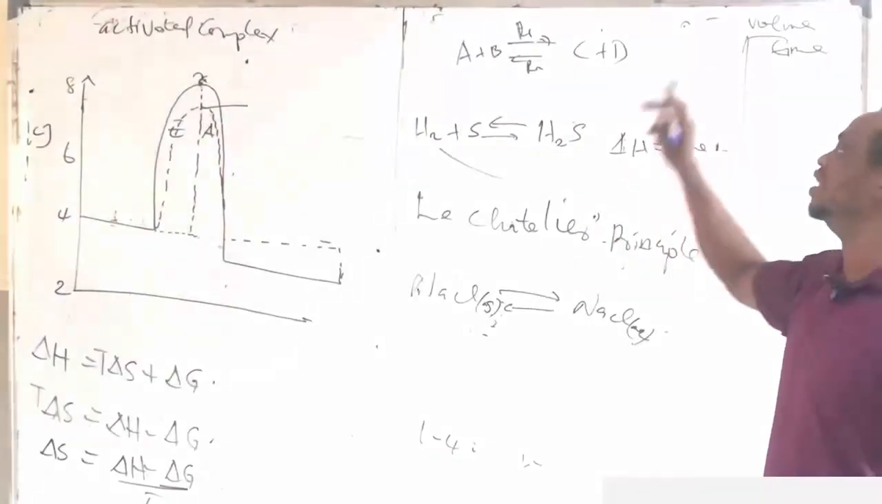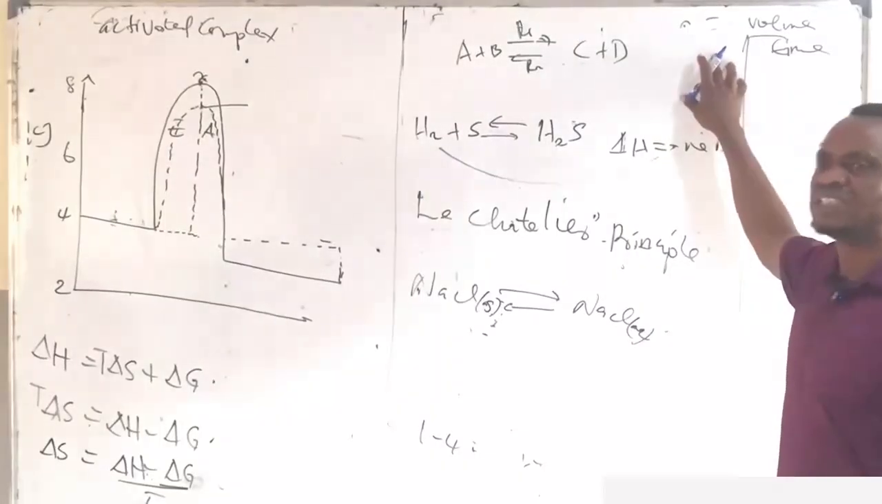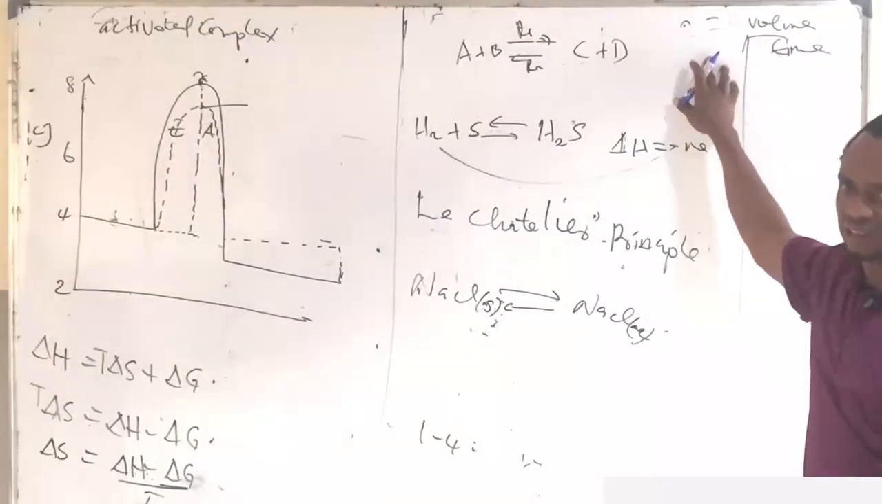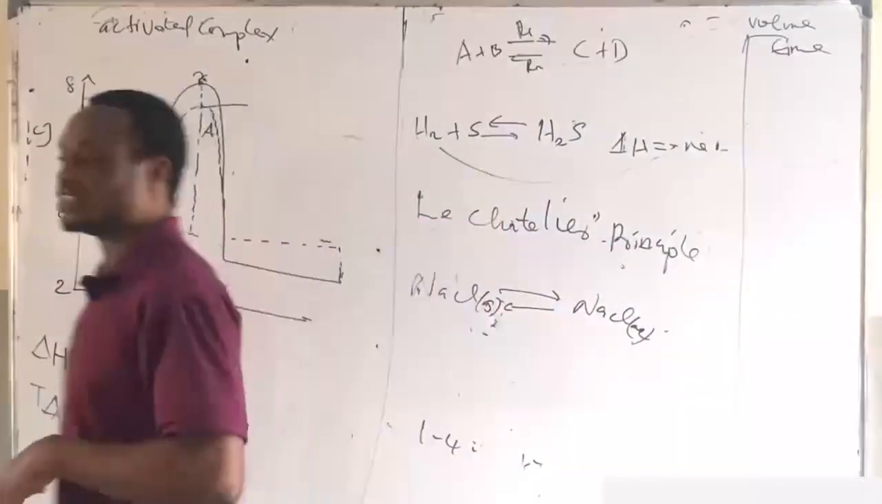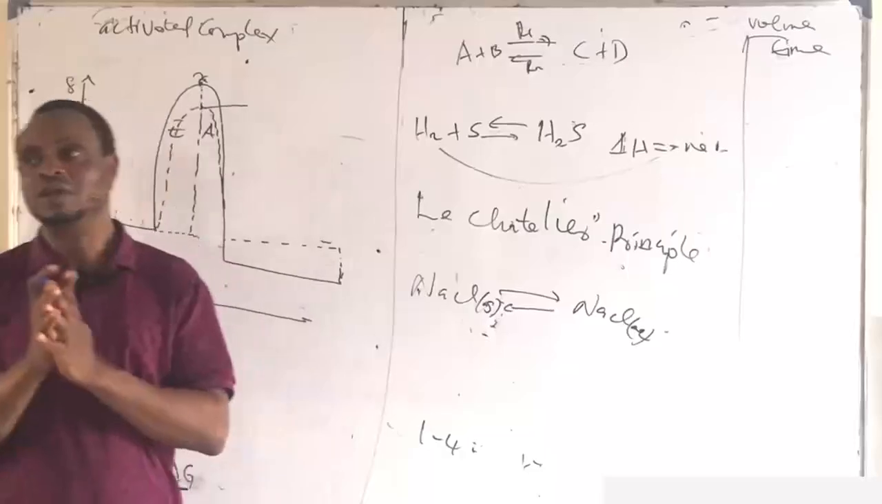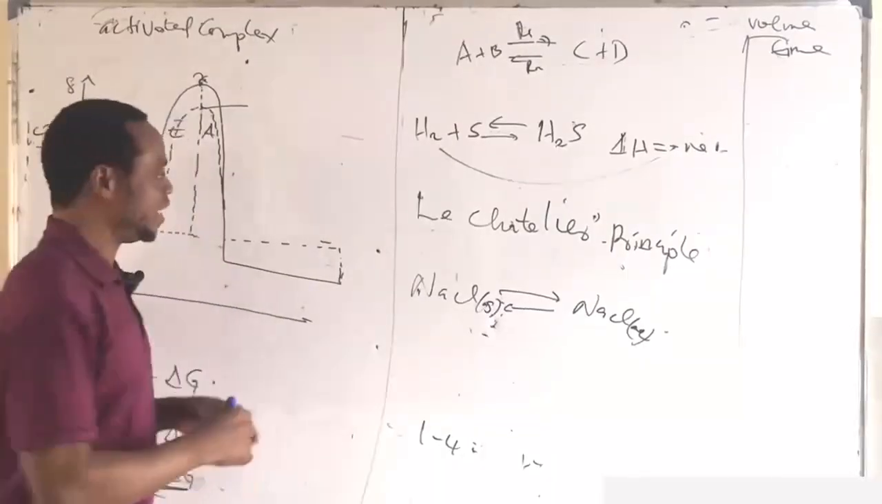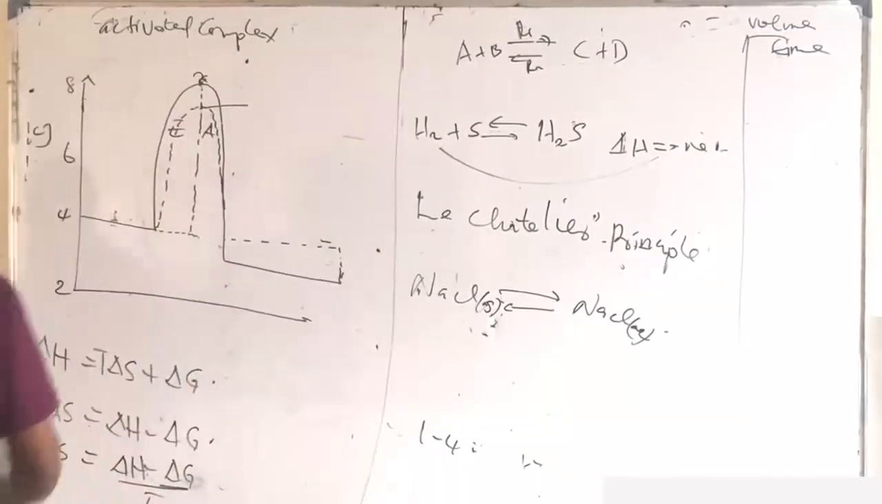Number two is that there must be a difference in volumes on both sides. There must be what? A difference in volume on both sides. If they have the same volume on both sides, there will be no effect of what? Pressure. For example, I have something like this.